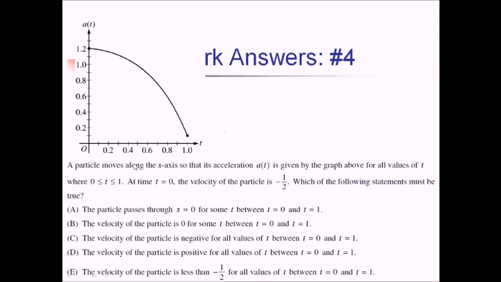On this problem, we have a particle moving along the x-axis with an acceleration given by the graph here from 0 to 1 for time. And at time 0, they're telling us our velocity is negative 1/2. So based off of that, which of these statements has to be true? Choice A: the particle passes through x equals 0 for some time between time 0 and time 1.